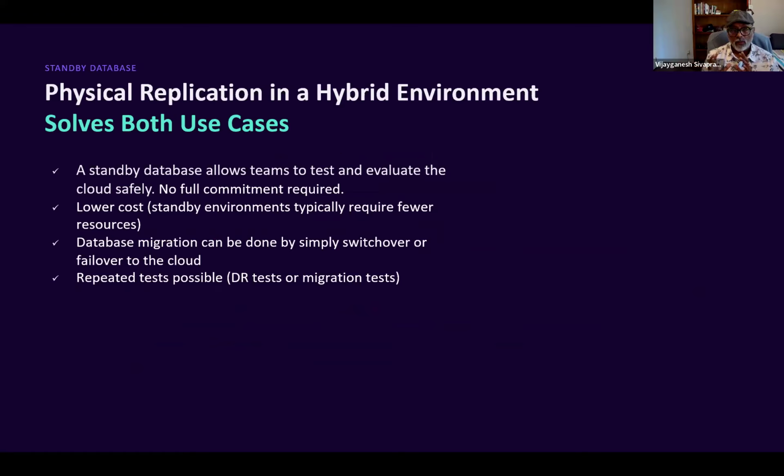So having a physical replication environment in a hybrid system solves both use cases, for DR and also for your migration purposes. What we do is we just create a standby database in OCI while keeping the primary database on-premise. This gives your organization a very low risk way to explore cloud without committing to a full migration from day one. So that's one of the key advantages.